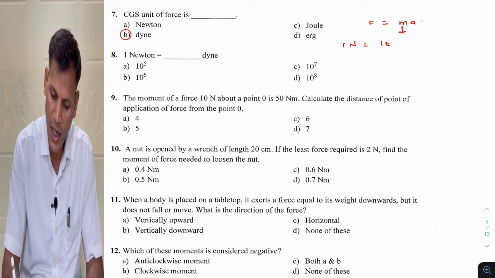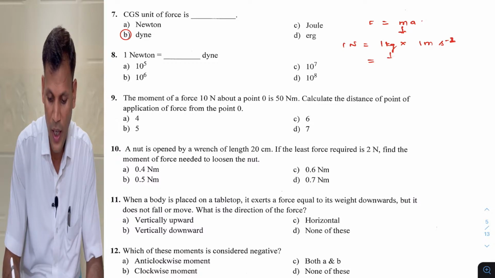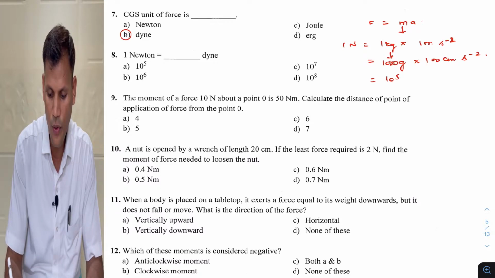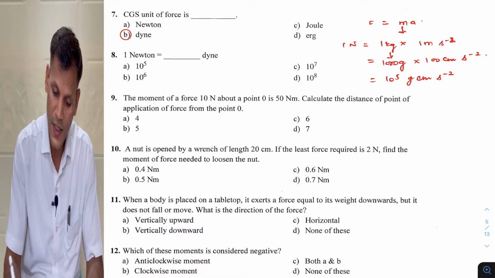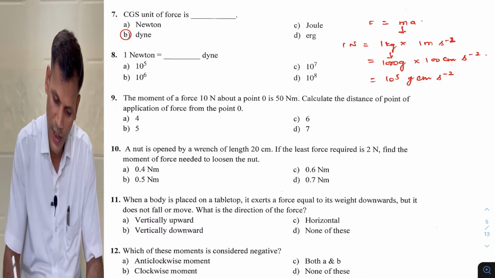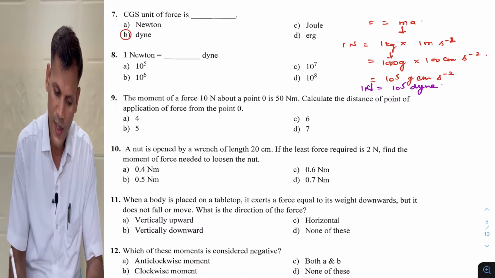If we write mass as 1 kg and acceleration as 1 meter per second square, then it is the force. And 1 kg is 1000 gram into 1 meter is 100 centimeter into per second square. So this term is 10 raised to 5 gram centimeter per second square, and this term is nothing but dyne. So we get 1 Newton is equal to 10 raised to 5 dyne. So this relation we get.